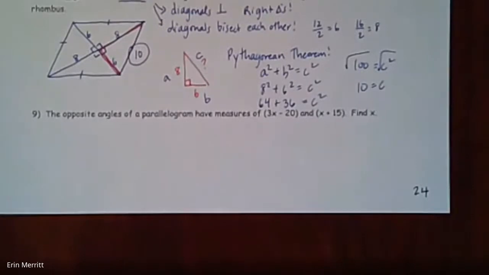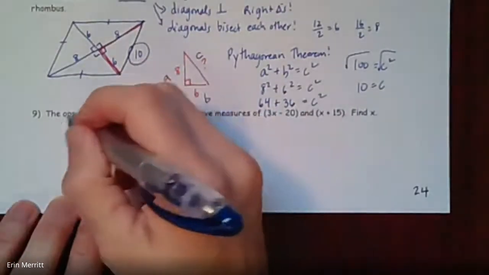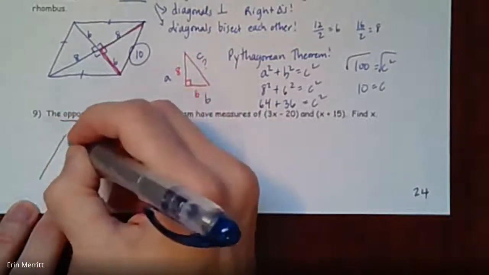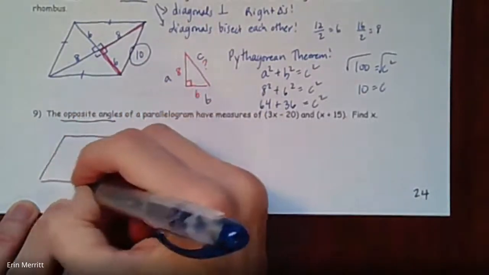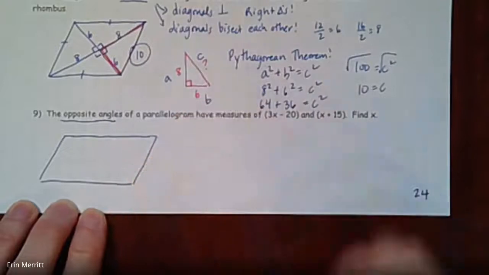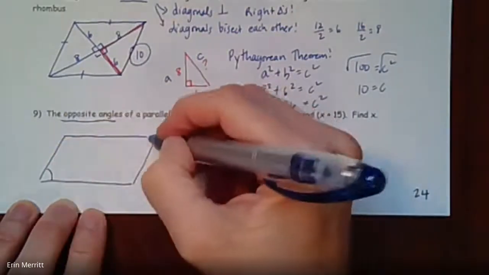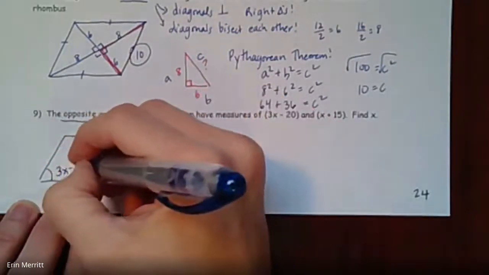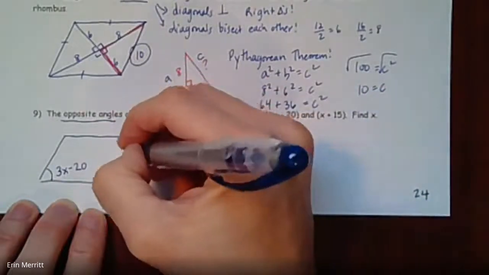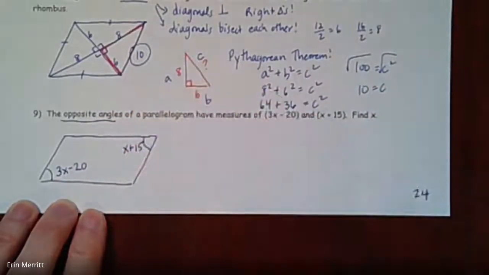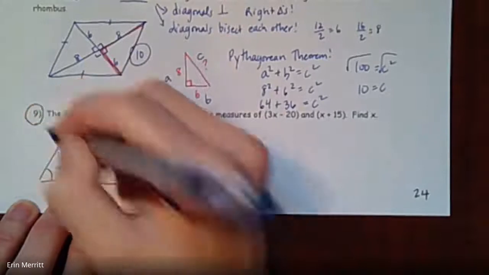All right, we got one last one. It says opposite angles of a parallelogram are 3x minus 20 and x plus 15. Find x. As long as you understand what opposite angles are, you should be able to draw a diagram and label it. So this would be 3x minus 20. This guy's x plus 15. This last one, go for it.